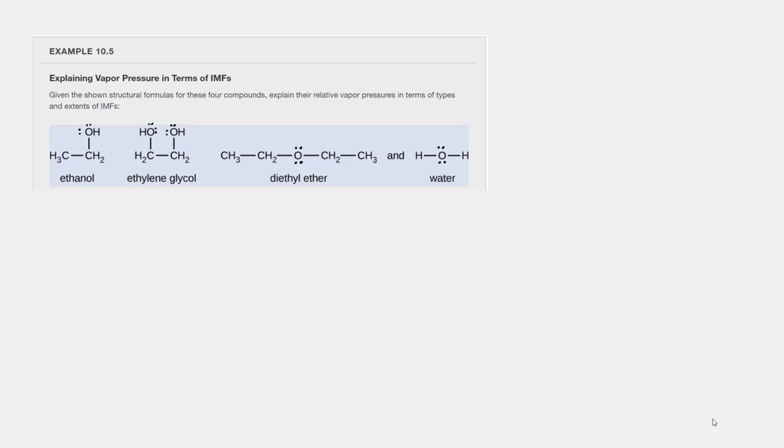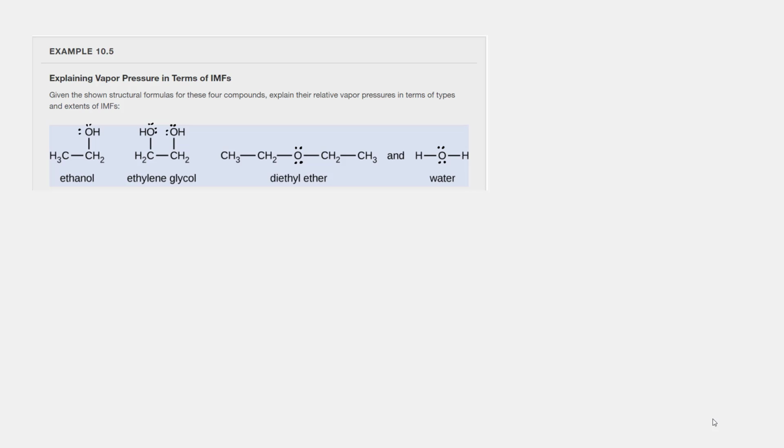So in this problem, we have been given abbreviated Lewis structures for 4 molecules. Based on the abbreviated Lewis structures, we want to identify the types of intermolecular forces that the molecules possess. And then we want to make a prediction about which one has the highest and the lowest vapor pressures based on the strength of their intermolecular forces and their molar mass.